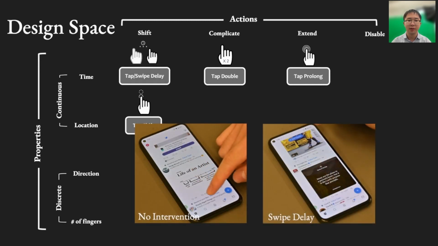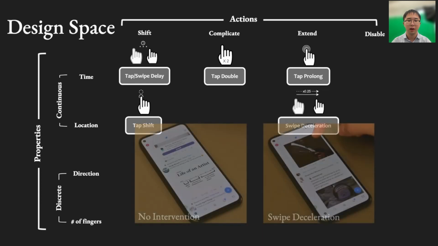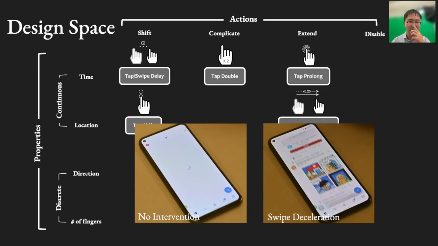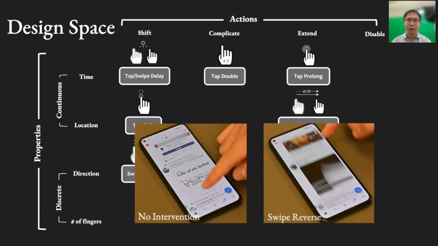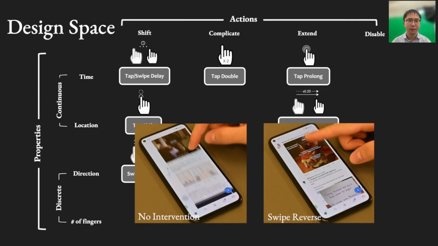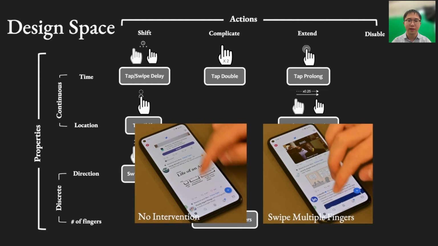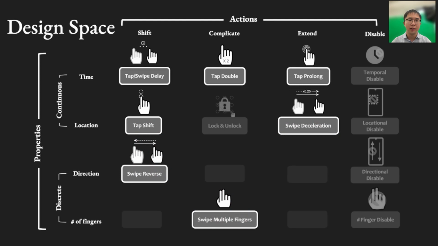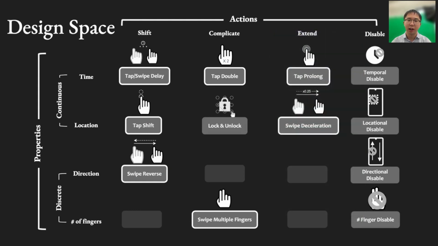swipe delay that postpones the time for user's swipe to take effect, swipe deceleration that extends the replay time of user's swipe, swipe reverse that reverses the direction of user's swipe, and swipe multiple fingers that requires users to use more than one finger to swipe. Along with 5 remaining interventions our design space affords, such as lock and unlock, and other disabling interventions.